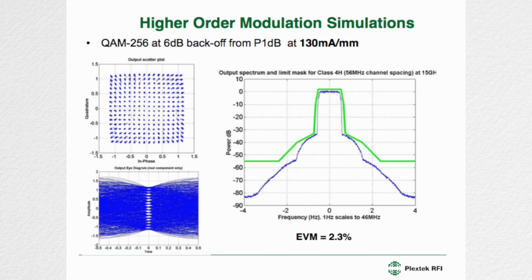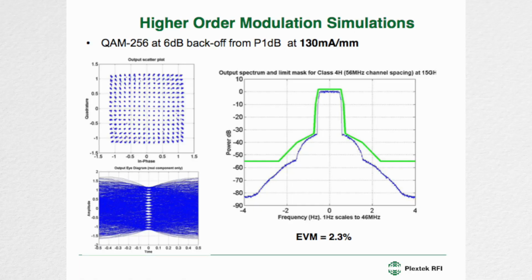Now, I mentioned that this is for line of sight links, so what we want to do is put high order modulation through it. I've just got this one slide on this. If anyone is interested in more information, go to the Plextek RFI website, where there's a white paper and a video tutorial. What you can see here is that the green is the spectral mask. This is the spectrum of the signal once it has passed through our amplifier.